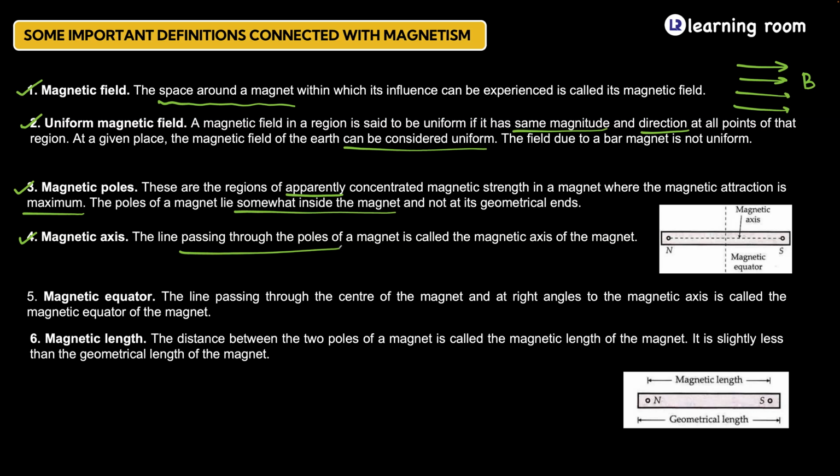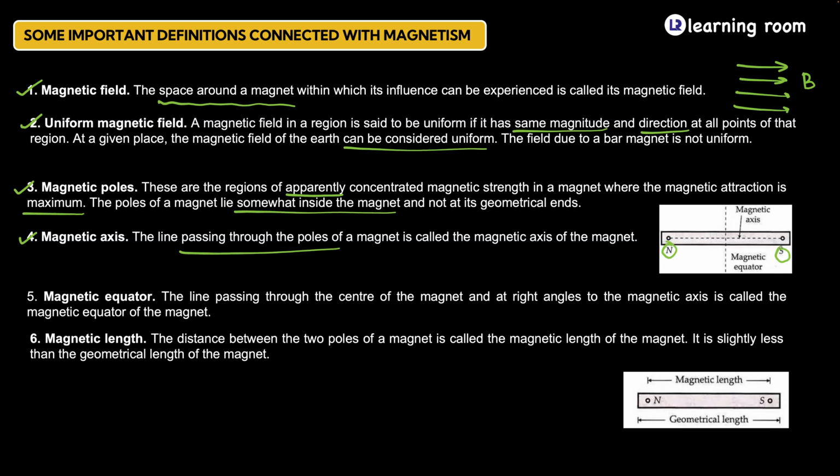Meaning, for this bar magnet, how is the magnetic axis? Like this. Are you able to visualize? So this is what is given here. And one point, what did we understand? North pole and south pole do not exactly lie at the geometric ends. They lie slightly inside the magnet. Justified? Similarly, we have an imaginary line that is passing through the poles itself. That is called the magnetic axis. Then what is the imaginary line which is perpendicular to the magnetic axis called? It is called the magnetic equator.